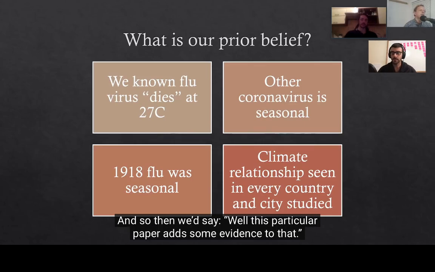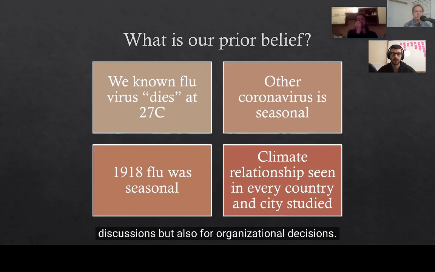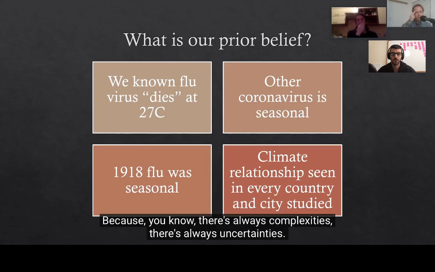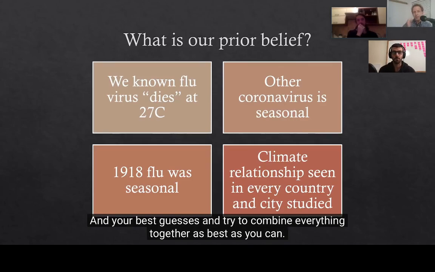And so then we'd say, well, this particular paper adds some evidence to that. It shows how incredibly complex it is to use a model in practice for policy discussions, but also for organizational decisions, because there's always complexities, there's always uncertainties. And so you actually have to think about the utility, and your best guesses, and try to combine everything together as best as you can.